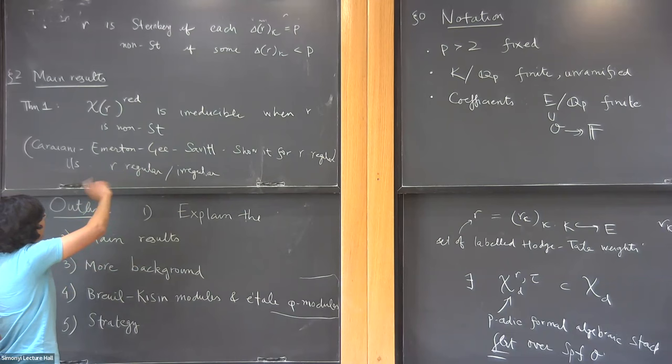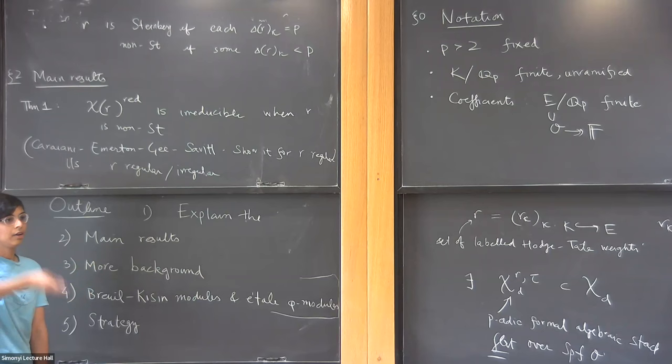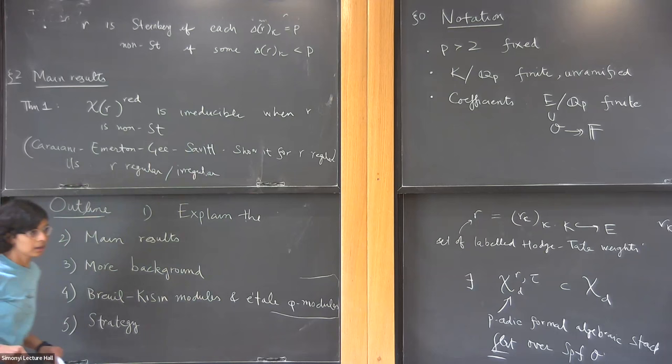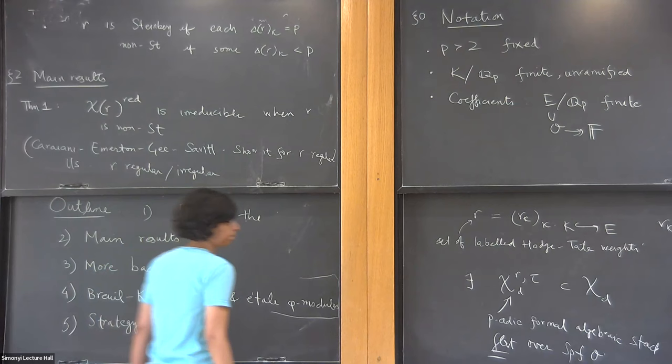And in fact, this turns out to be an irreducible component when R is regular and of strictly smaller dimension when R is irregular. But anyway, so the first statement is that it's irreducible. Okay. Any questions? Is it geometrically irreducible? Yes, it's geometrically irreducible.